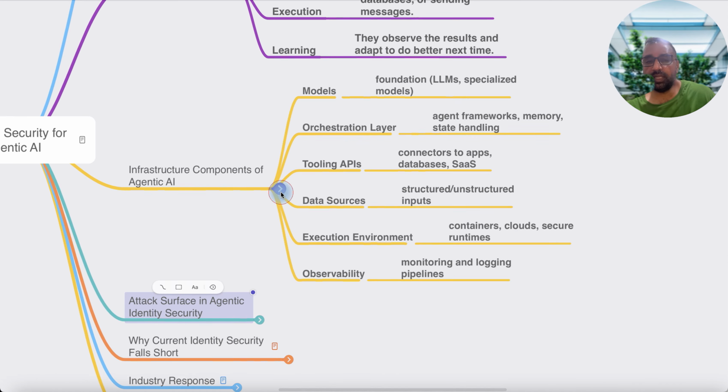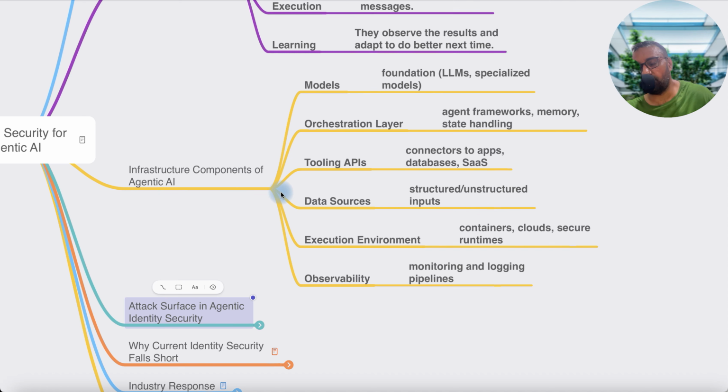Now, how this is achieved in terms of infrastructure components is by using a multi-layer approach. A typical agentic AI infrastructure includes models, which are specialized or foundational models; the orchestration layer, which includes agent frameworks, memory and state handling, etc.; tooling APIs, which connect to apps, databases, and SaaS; data sources, which include structured and unstructured inputs and how we handle them; the execution environment, which is the cloud native layer that includes containers, runtime functions, cloud workloads, etc.; and observability, which includes monitoring and logging pipelines.